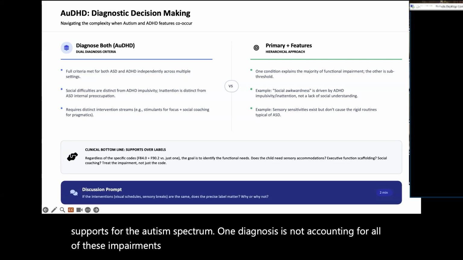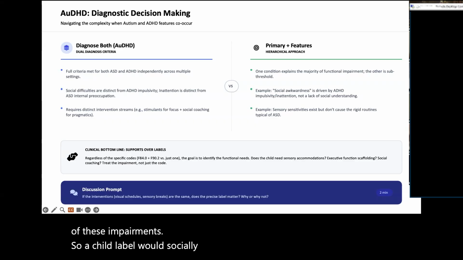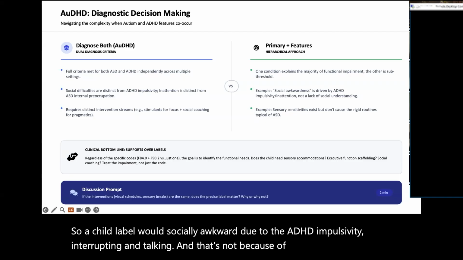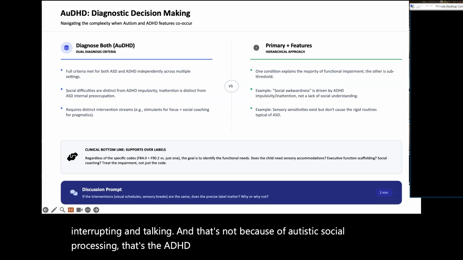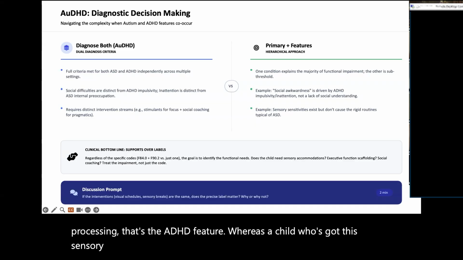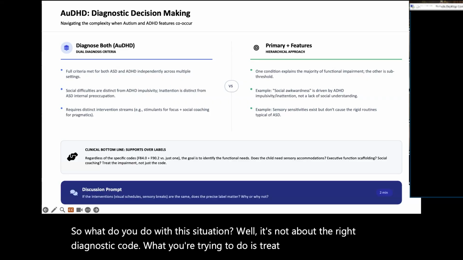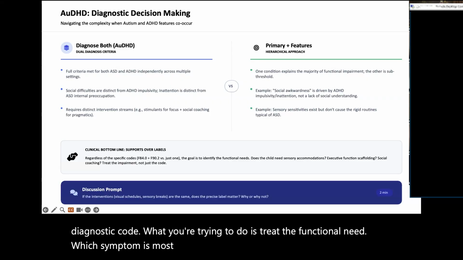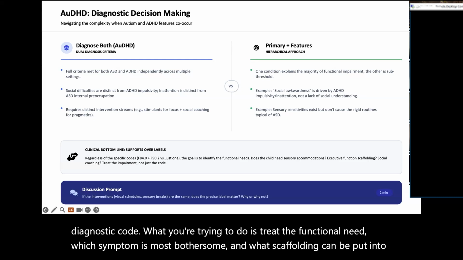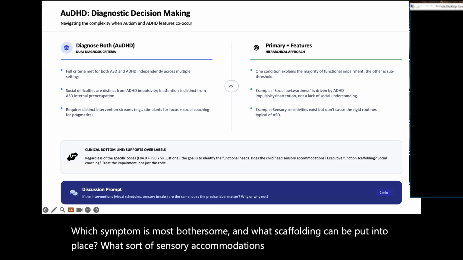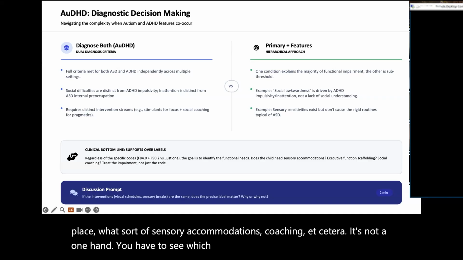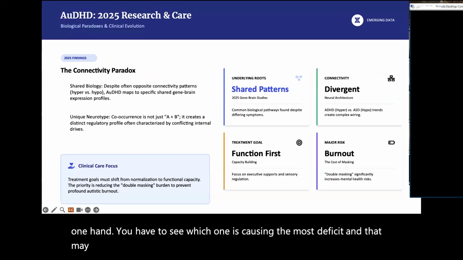So a child labeled with socially awkward due to the ADHD impulsivity, interrupting and talking, that's not because of autistic social processing, that's the ADHD feature. Whereas a child who's got this sensory sensitivity but no autistic rigidity, that's the communication deficit there. So what do you do with this situation? Well, it's not about the right diagnostic code. What you're trying to do is treat the functional need, which symptom is most bothersome, and what scaffolding can be put into place, what sort of sensory accommodations, coaching, etc. It's not a one and done. You have to see which one is causing the most deficit, and that may change as time develops as well.